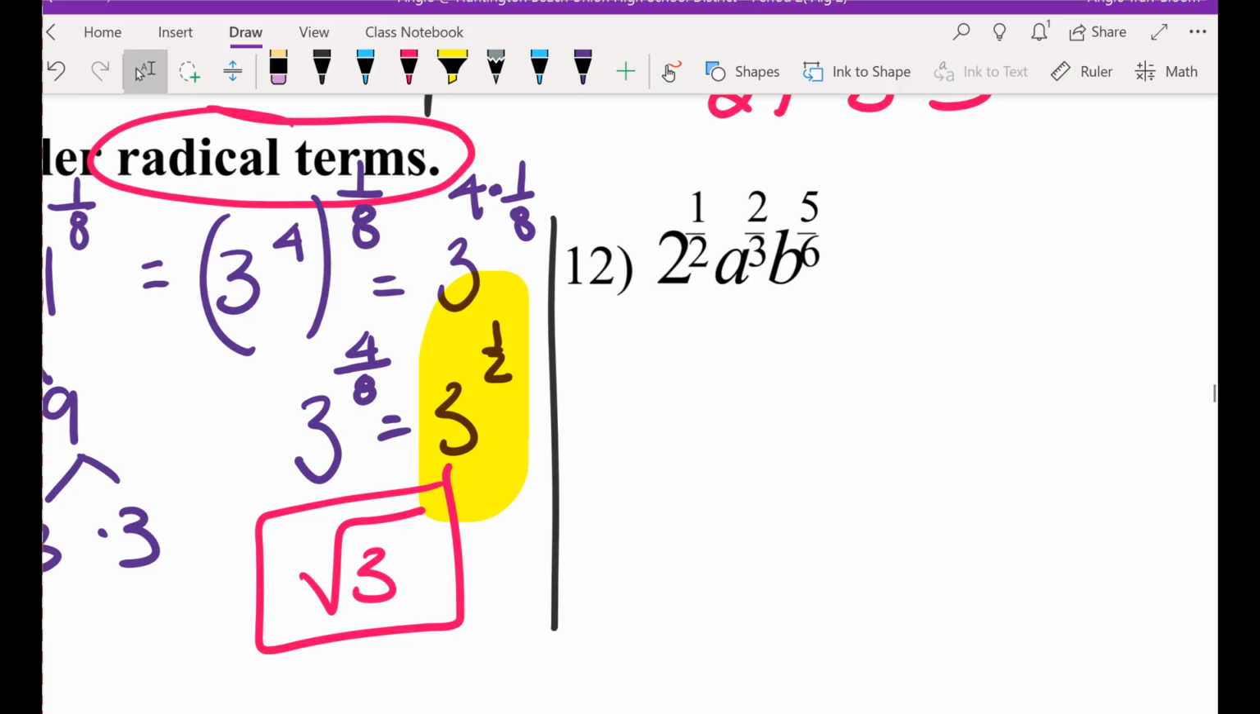What do you need when you write it as radical? What goes on the outside? What is that called? Index. Right now, how do we get an index? What does it come from? The denominator. Look at your fractions, your rational exponents. Do you have the same denominator? No. So right now, you cannot write it as one radical.